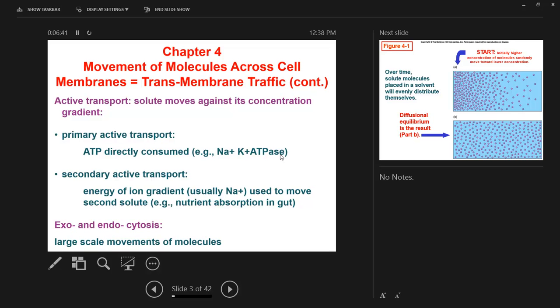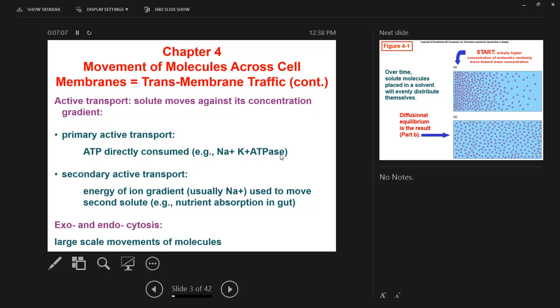Does glucose, here's for the biochem students, does glucose get turned into ATP? Good. Glucose gets used to make ATP, but it does not get turned into ATP. Okay? ATP directly is consumed. The example is the sodium potassium ATPase. And I'm going to draw a picture for you of all of these.